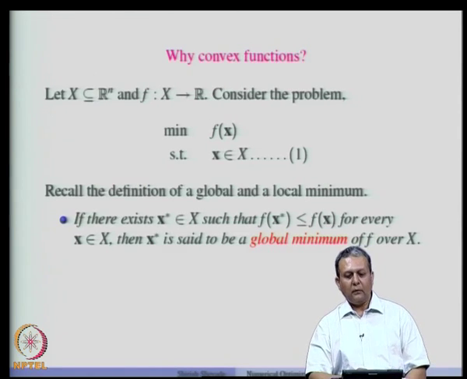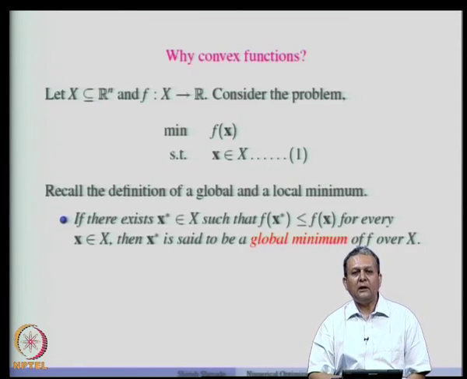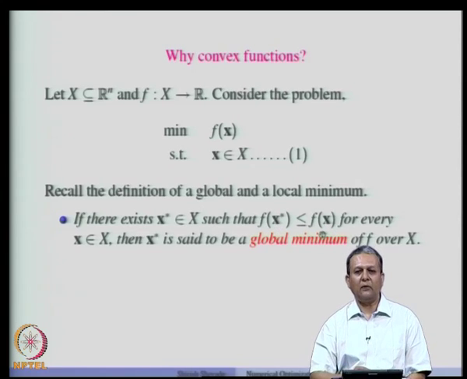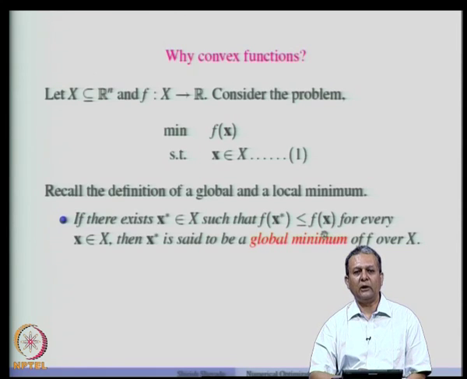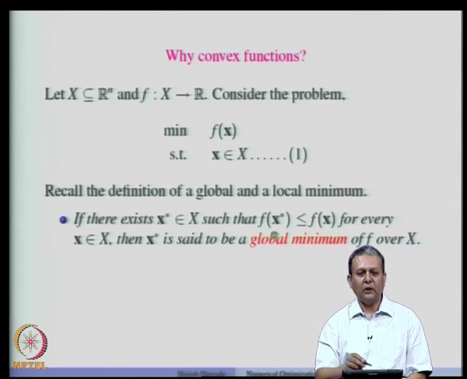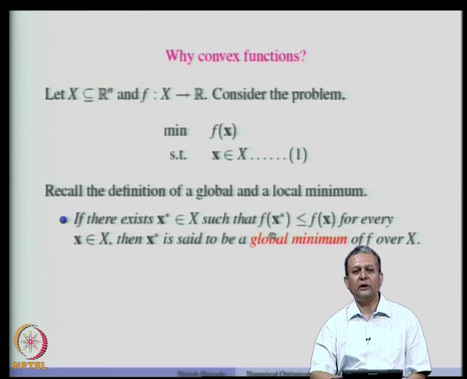Now, as we saw earlier, it is very difficult to characterize a global minimum, because to check whether a point is a global minimum, we need the knowledge of all the points in the set, and the knowledge of f of x for every point in the set X. Only then can we characterize whether a point x star is a global minimum or not.